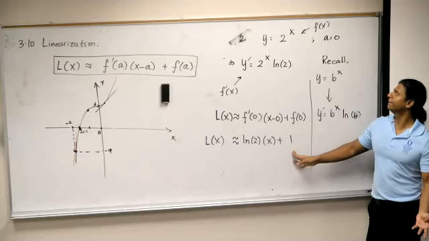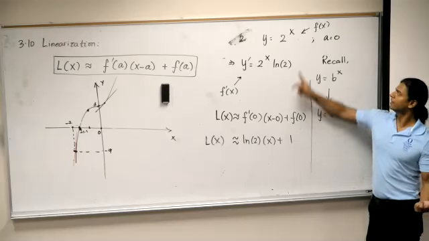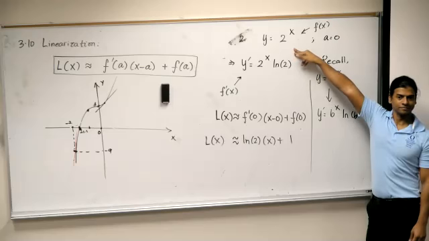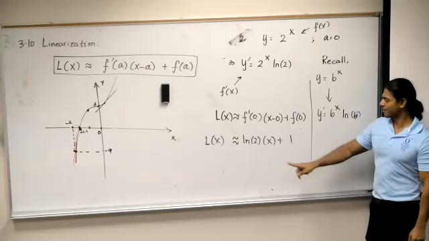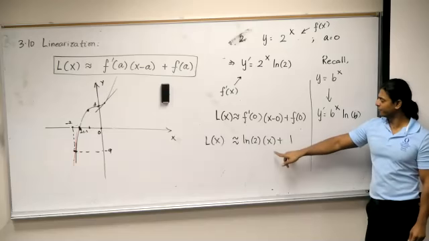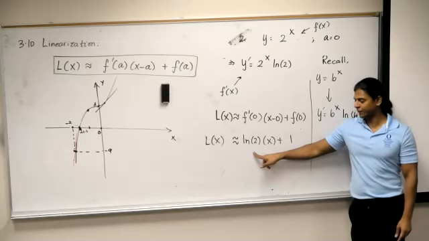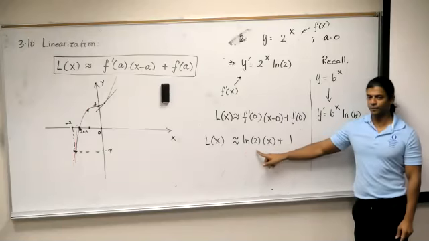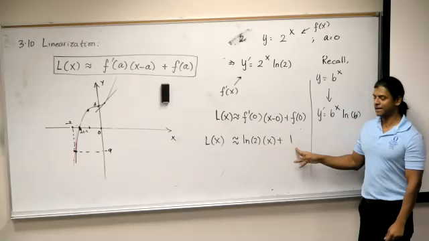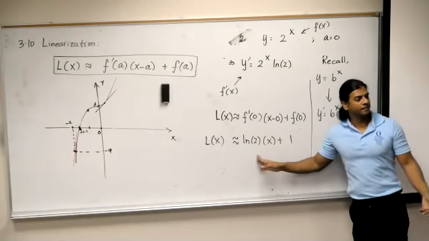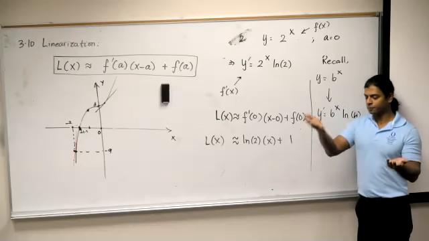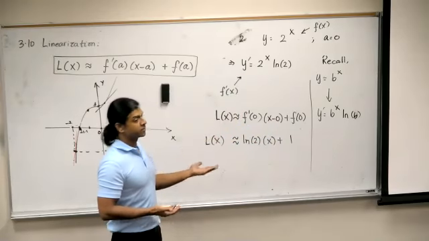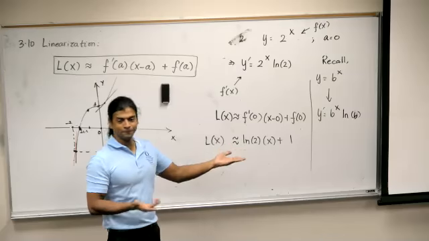If I plug in 1, what is the value of the function at 1? 2. Now, using the approximation, we would have ln of 2 times 1. ln of 2 is 0.69. So I'd end up having 1 plus 0.69. So at 1, the actual value of the function is 2. The approximation will be 1.69.